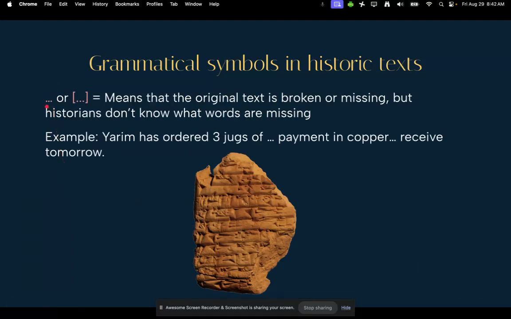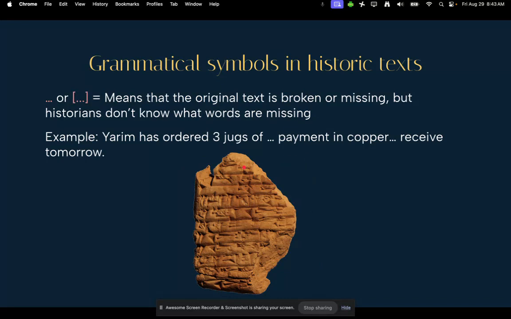You might also see dots, or brackets with dots. That means that the original text is broken or missing, but historians don't know what words are missing. This happens all the time with ancient texts. So ancient texts are usually made out of clay, like you can see right here. It's called a cuneiform tablet. We'll talk about that later.